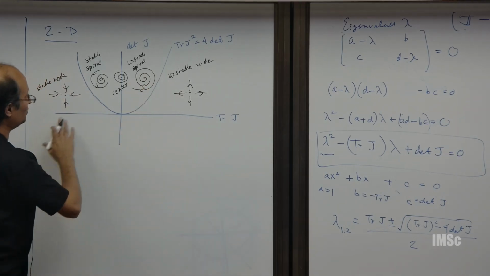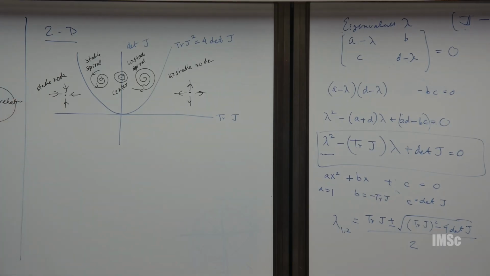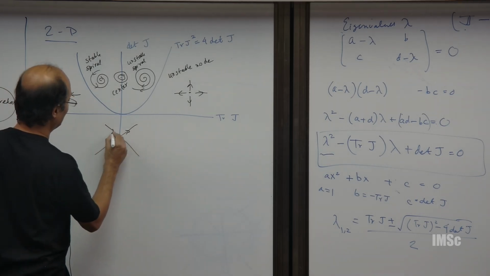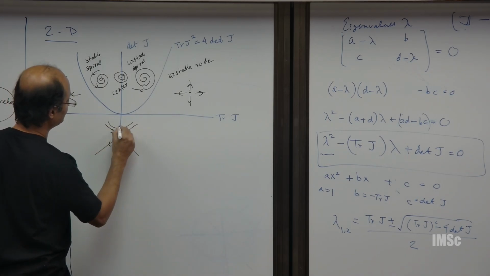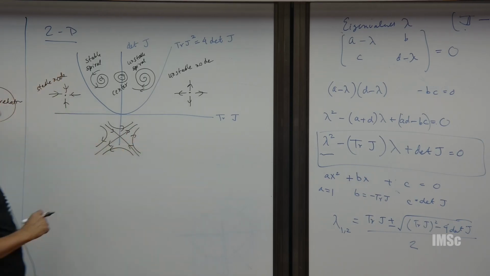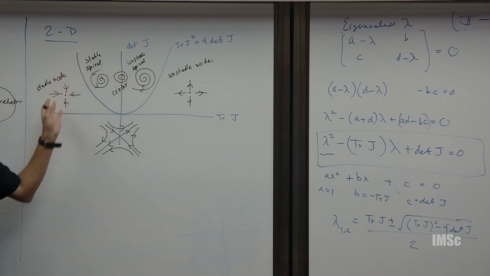Now when determinant J is negative, what will you have? That means the two lambdas are of opposite sign, okay, and so you have the saddle. All right. So once you know J, just by evaluating its trace and determinant, you can work out which of the behavior it will be.